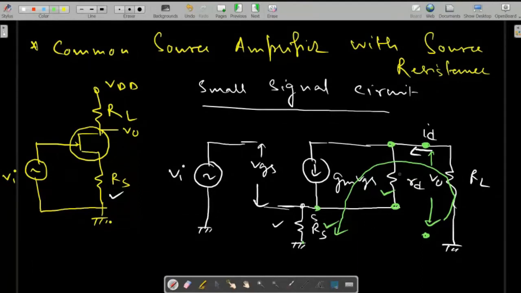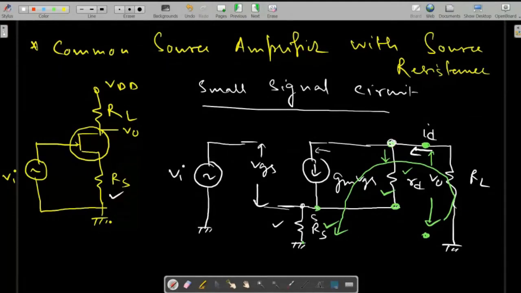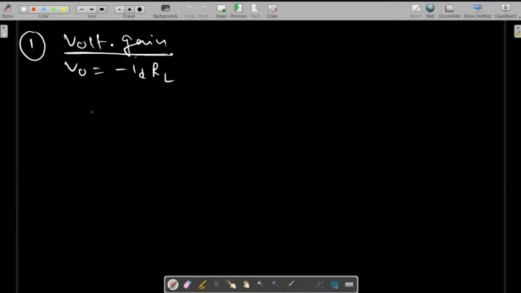To find the voltage drop across the resistance RD, we first need to calculate the current flowing through it. Can you tell me what current flows through the small RD resistance? gm VGS is flowing here. What is the current coming to this point? ID minus gm VGS. Yes. The incoming current is ID, here we have one component gm VGS, so the current flowing through here is ID minus gm VGS. So we can write V0 equal to (ID minus gm VGS) into RD.